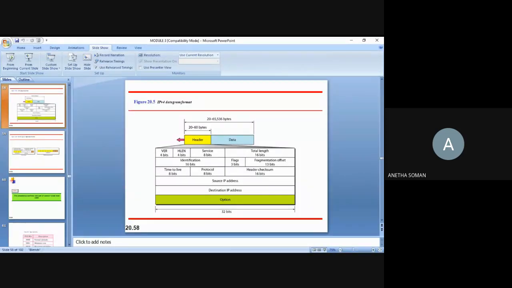So whatever data you want to send, that will be incorporated in that field. Okay, so this is about the IPv4 datagram format. You will have two main parts. One is the header part, the other one is the data part.